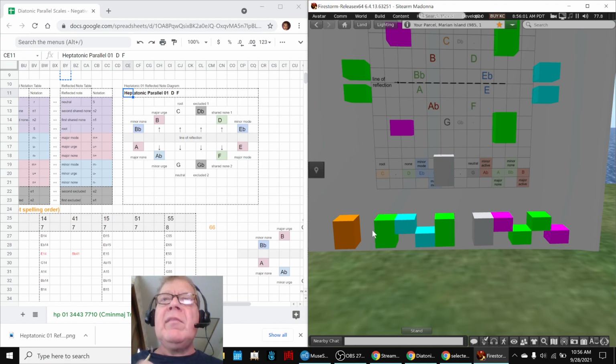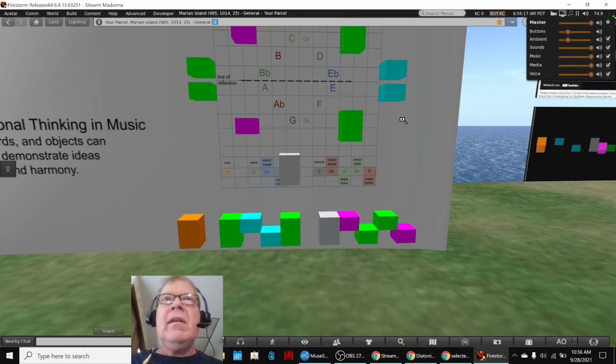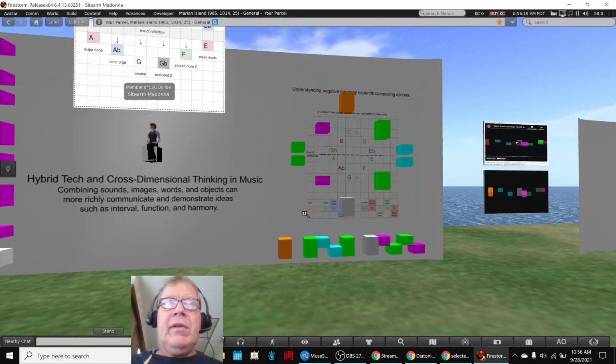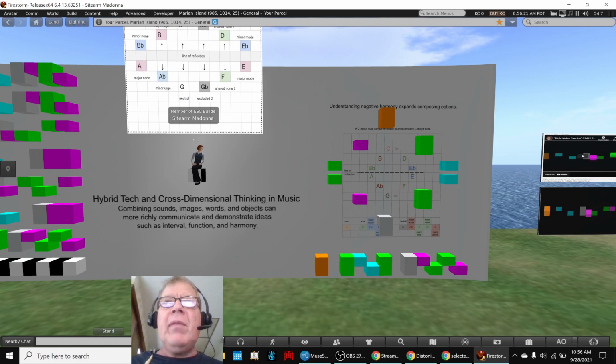and on this display, the upper row is minor and the lower row is major. Which gives us delightful pause because we elected to use a certain way of coding to display music. The colors indicate the note type, so that's a none note. Those are mode notes, those are urge notes, this is a neutral, and that's a root.